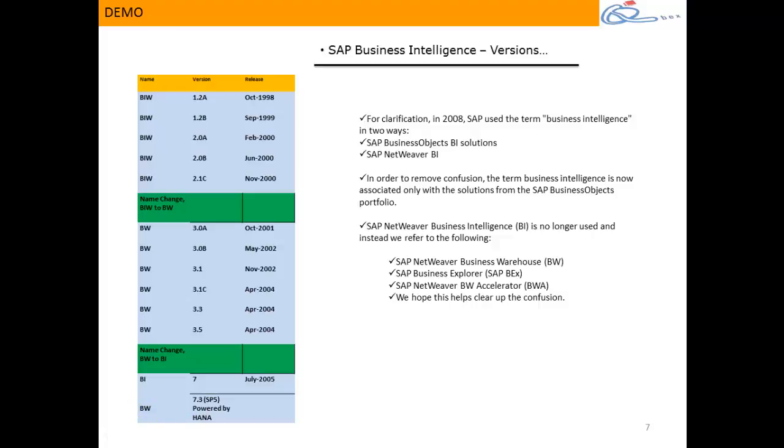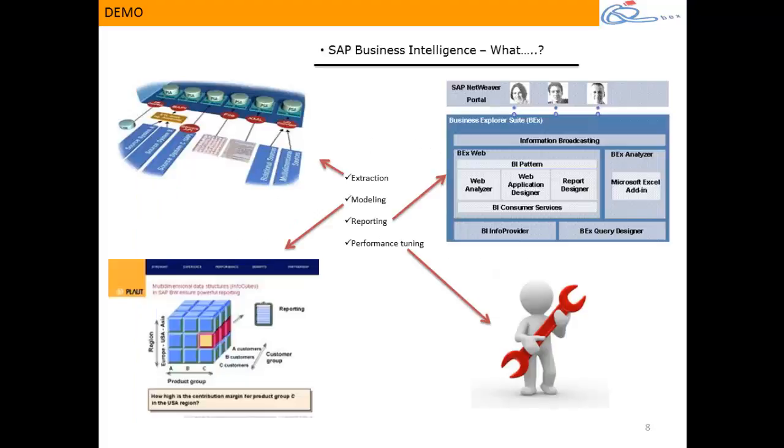And that's where the latest version 7. We also have 7.4. Now this is where we're just trying to gather or consolidate all the information about what BW can do for us. It mainly can perform 4 different aspects for us. One is extraction, modeling, reporting, and performance tuning.